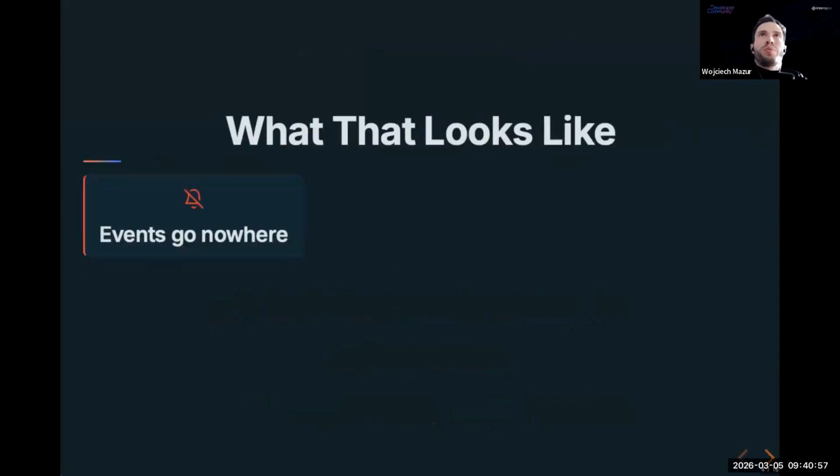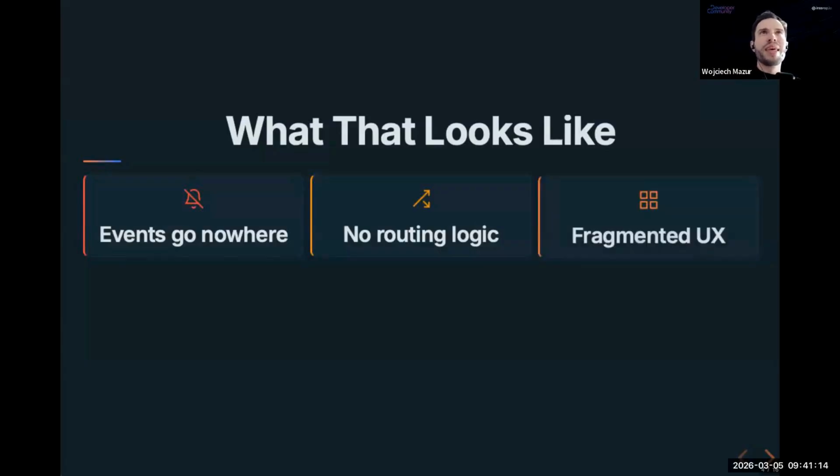Events go nowhere. So a backend fires a critical event and it lands in a log. Nobody really sees it. No routing logic, so the alert goes to everyone or no one, and there is no concept of task or role. And this is what Steve already mentioned before my presentation. You have fragmented UX, so every app handles alerts differently. Users just over time tend to ignore them.